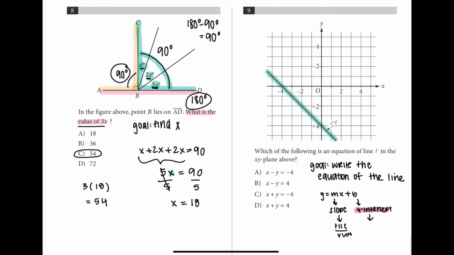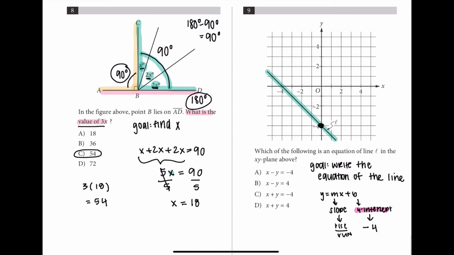So we have our line, our linear function, and remember, the y-intercept is the point where the line touches directly on the y-axis. And that point is going to be -4. So our y-intercept is -4.